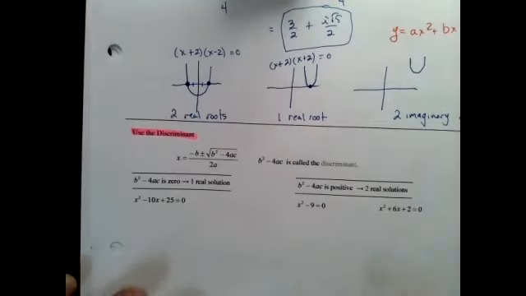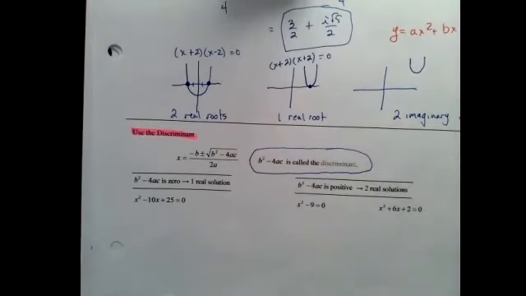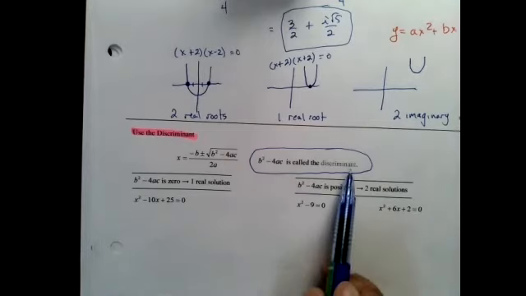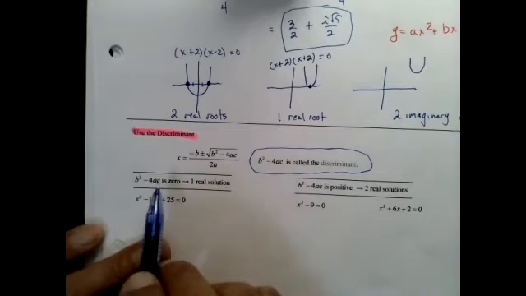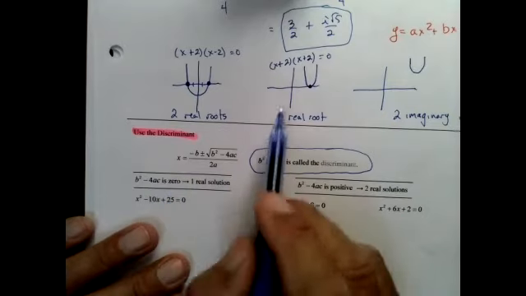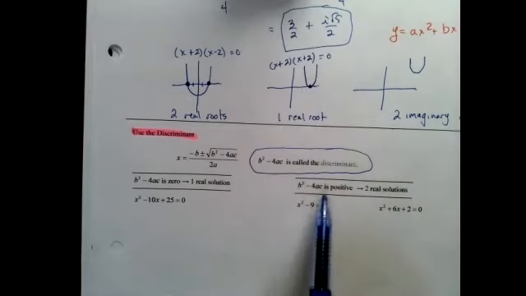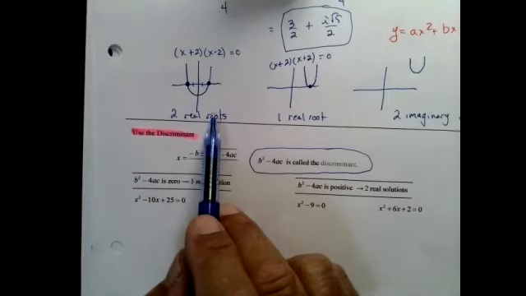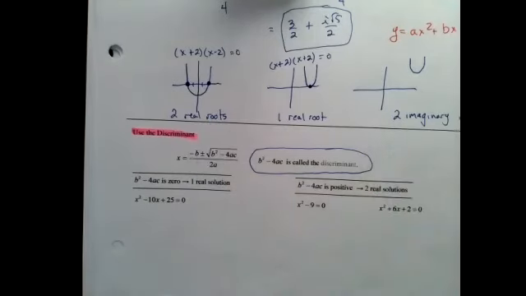And the way we do that is we look at what's inside the square root. What's inside the square root? And it's called the discriminant. That's the b squared minus 4ac. So if the discriminant becomes 0, that means this guy right here is going to happen, 1 real root. If the discriminant is positive, then I know I'm going to have 2 real roots. And if it's going to be an imaginary, then I know I have that.